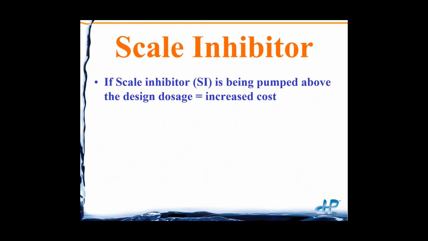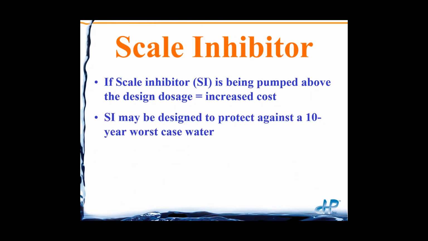And then finally, anti-scalant or scale inhibitor. We want to make sure that we're not pumping more than design. It's not going to help as far as scaling is concerned to pump more. It's not uncommon on surface water supplies that the design may be to pump your scale inhibitor at the worst case ever seen, which could be a 10-year drought, something like that.